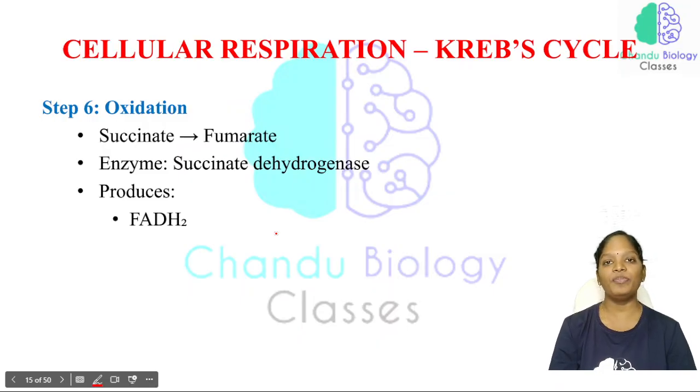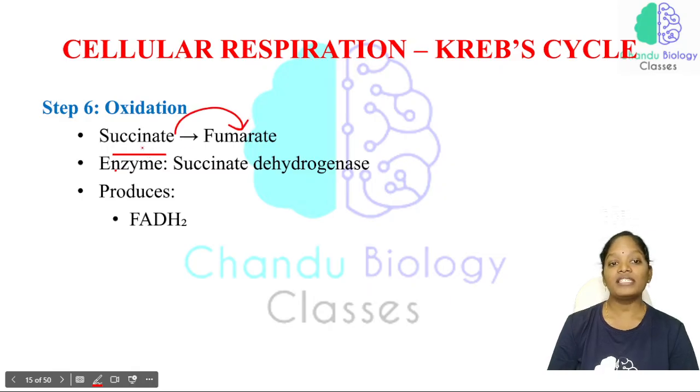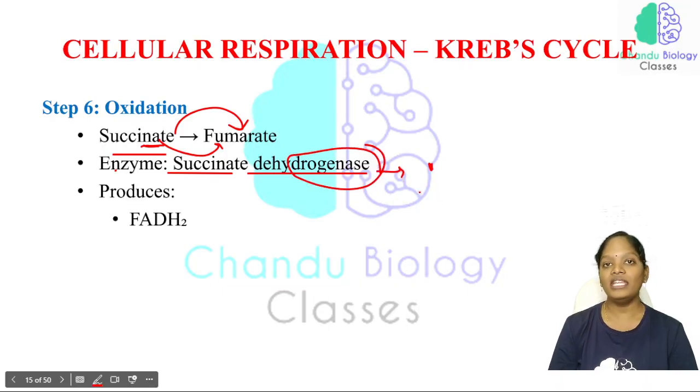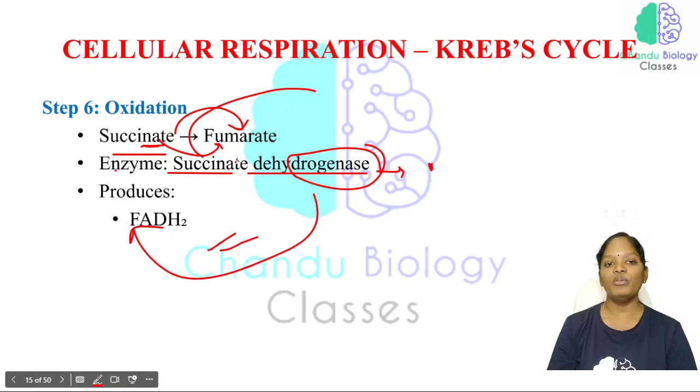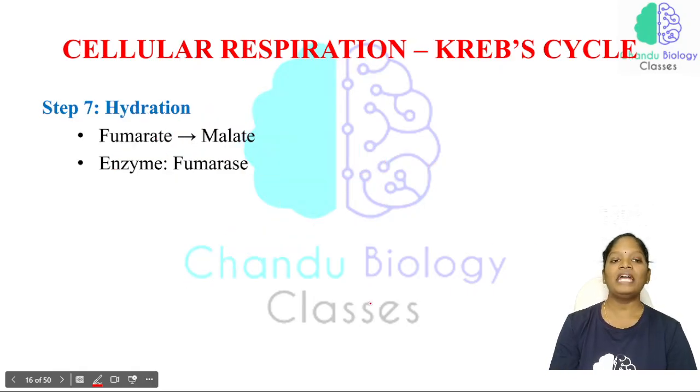And the sixth step is oxidation. Here succinate converts into fumarate with the help of succinate dehydrogenase. Again a dehydrogenase enzyme is involved, so either NADH or FADH₂ will be produced. Here FADH₂ has been produced. So fumarate has been produced and FADH₂ is also produced here. And the seventh important reaction is the hydration reaction.